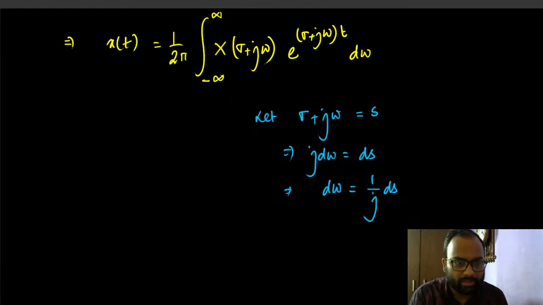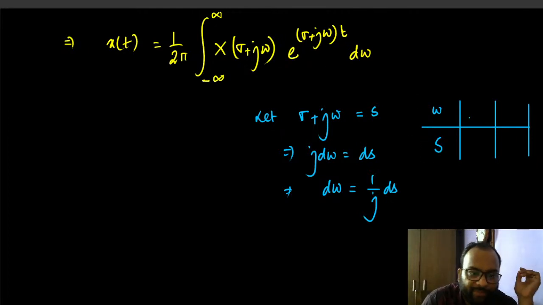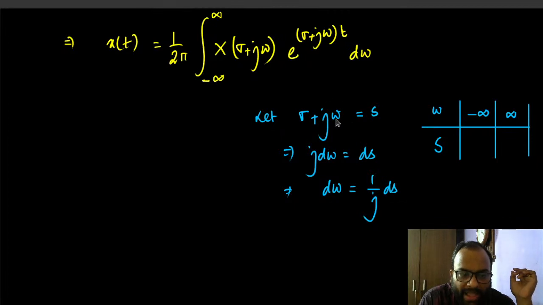Okay. Now let's say, we originally had the limits on omega, and now we are going to have limits on s, right? Of course, omega varied from negative infinity to positive infinity in the original integration. Now, when omega is negative infinity here, what is the value of s? When omega is negative infinity, you see that we have sigma minus j infinity. You notice this very carefully.